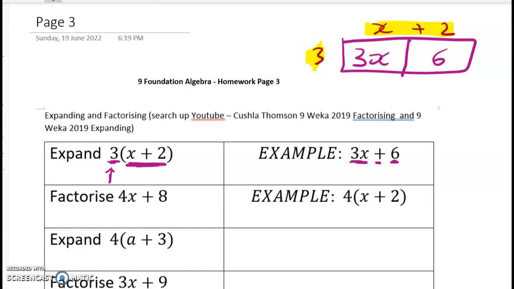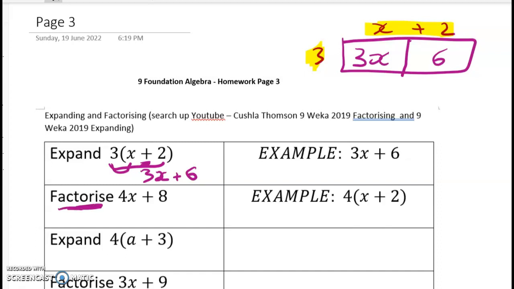But we don't want to have to draw that picture all the time. So to make it a bit faster, we say it's just 3 times the first number, 3x, plus 3 times the second number, which is 3 2's, so 3x plus 6.